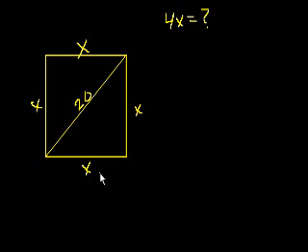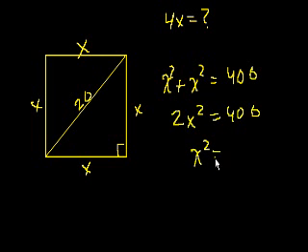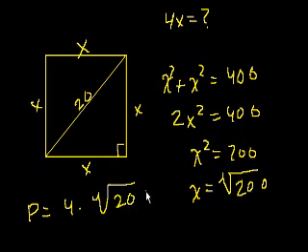Well, we use the Pythagorean theorem. This is a right angle. So we know that x squared plus x squared is equal to 20 squared, which is the hypotenuse squared, is equal to 400. 2x squared is equal to 400. x squared is equal to 200. x is equal to the square root of 200. And they want to know the perimeter. Well, it's going to be 4 times that. So the perimeter is going to be equal to 4 times the square root of 200.